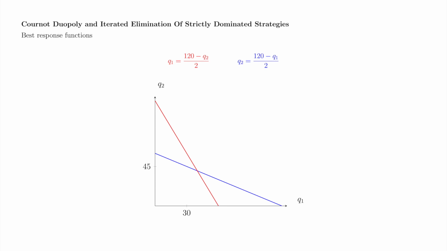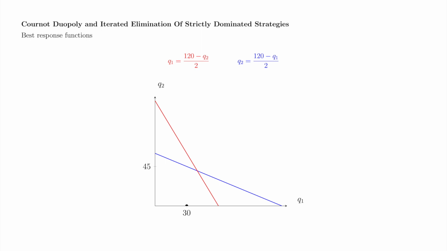Here is a graph of the best response functions from the previous video. Firm 1's best response function appears in red, and Firm 2's best response function appears in blue. We know that these functions intersect at the Nash equilibrium quantities. Let's give an interpretation of the blue line. A similar interpretation applies to the red line.